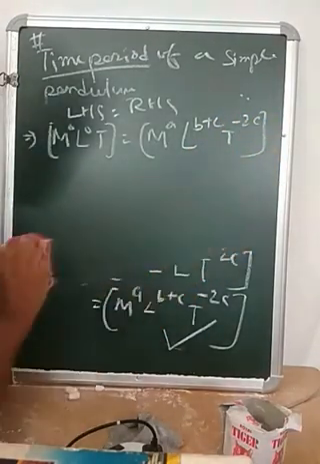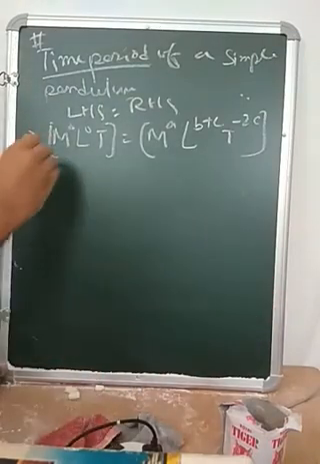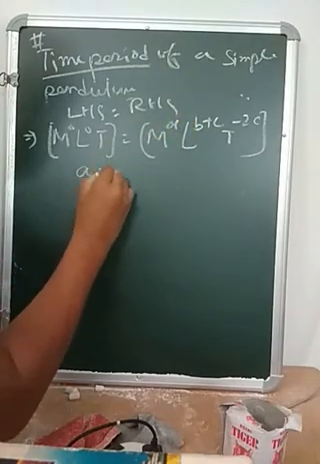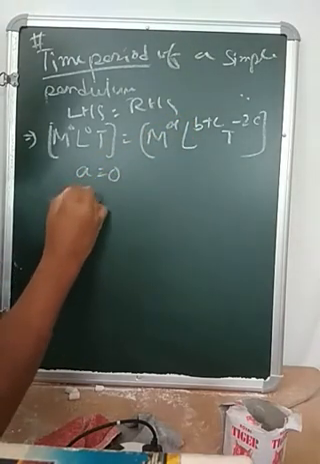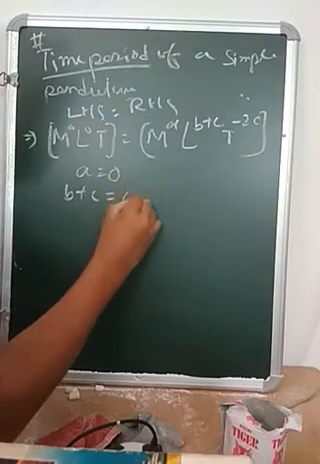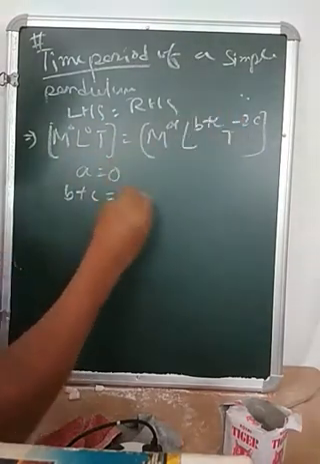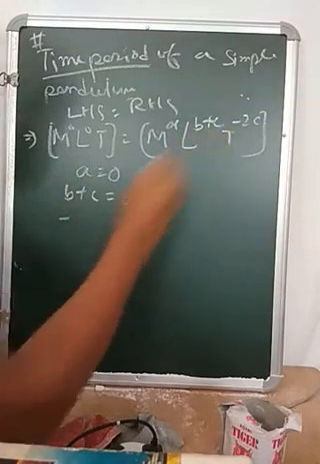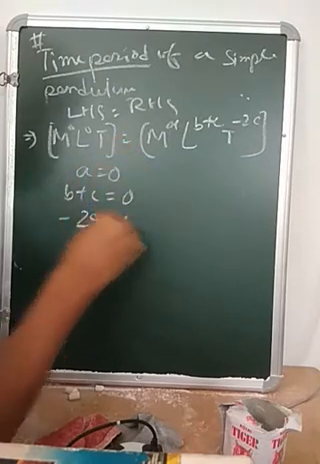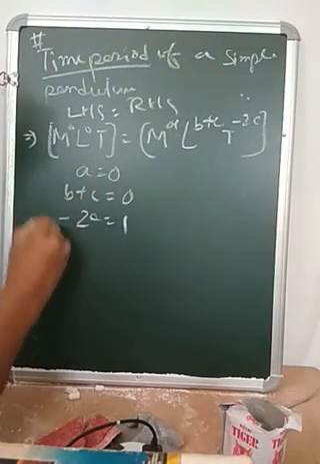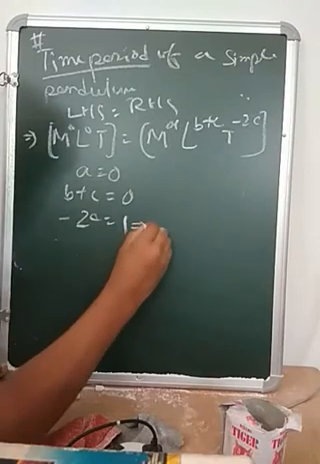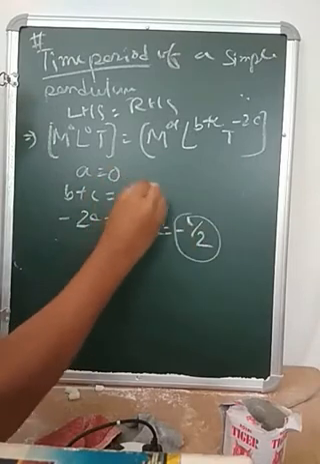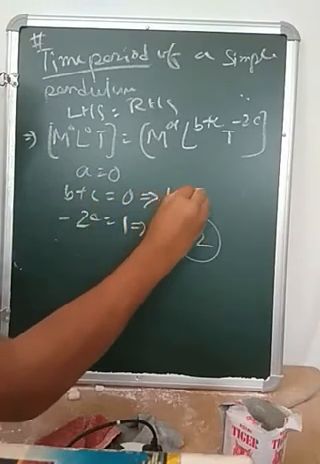Now we equate the exponent terms. From here, a is equal to 0. The exponent of l on the left is 0 and on the right it is b plus c, so b plus c equals 0. The exponent of time on the left is 1 and on the right it is minus twice c. By solving this, we get c is equal to minus half. By putting the value of c, we get b is equal to half.